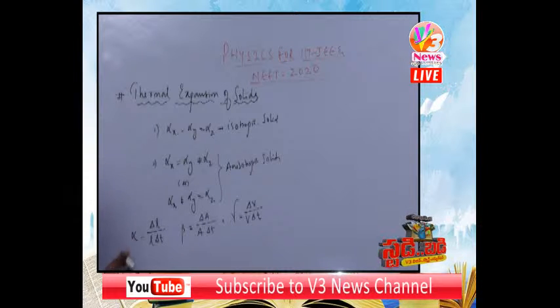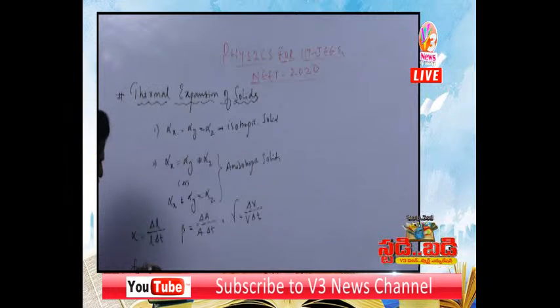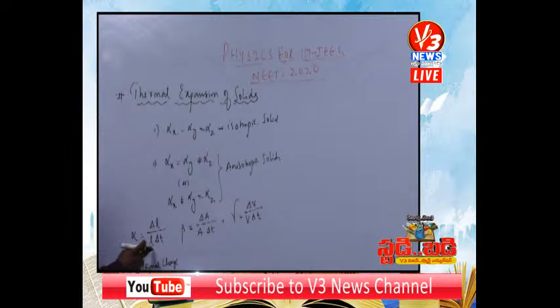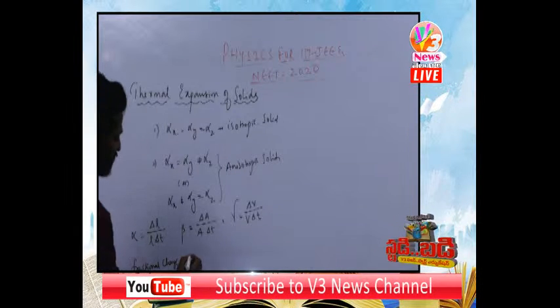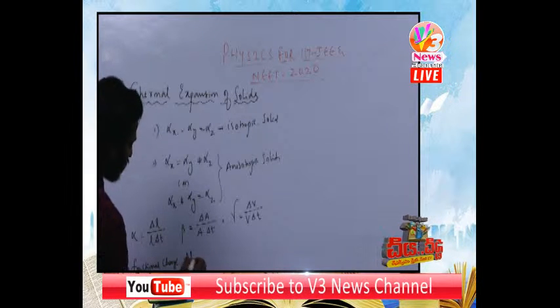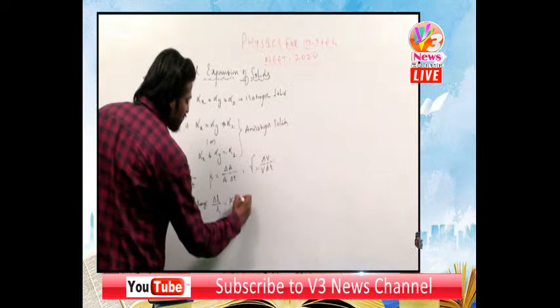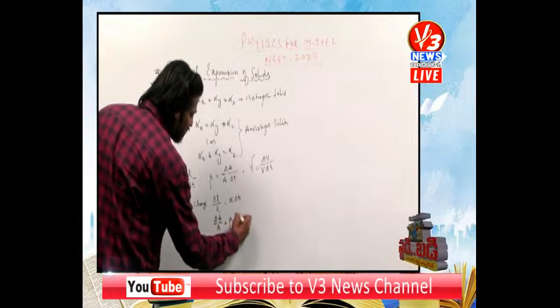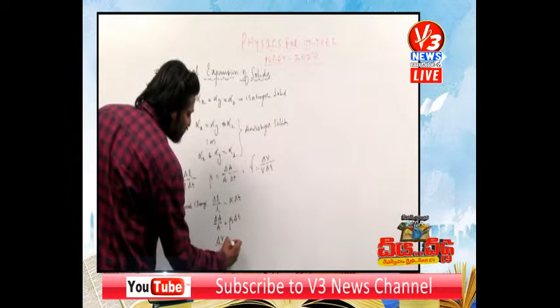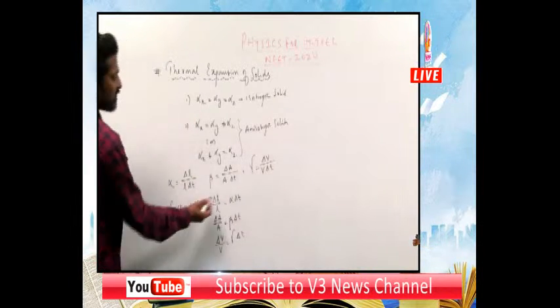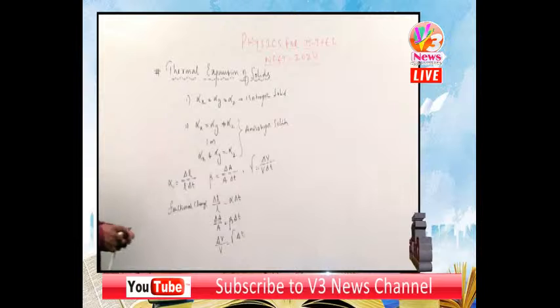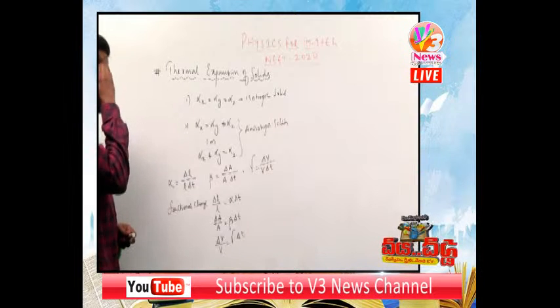Now, if I am talking about the fractional changes, they depend only on the material and the rise of temperature, or difference of temperature, and are independent of length. The fractional change delta L by L is equal to alpha into delta T, and delta A by A is equal to beta into delta T. In the same way, delta V by V is equal to gamma into delta T. That means fractional changes depend on the material as well as the temperature difference.